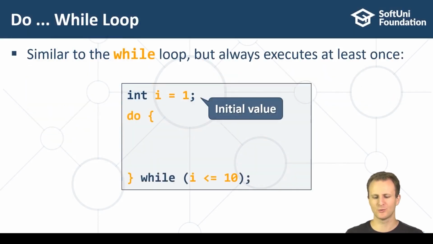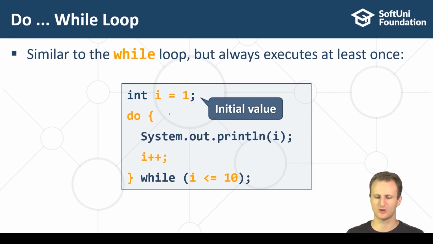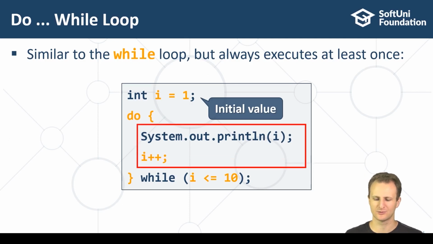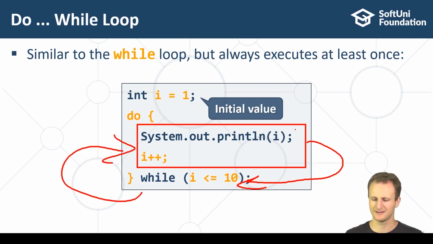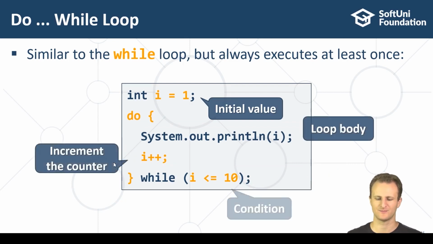Okay, and the do while loop is the same as a while loop, but it always executes at least once, and then it checks, and then it executes again, and it checks and executes again and checks and so on. Whereas the while loop first checks and then executes.